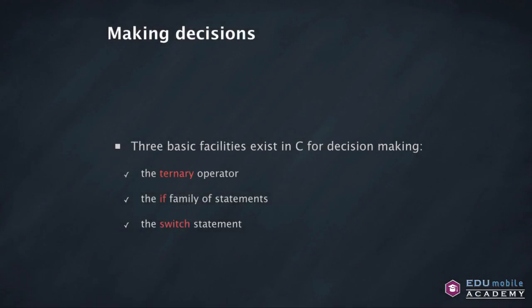Welcome to Unit 2. Now we're going to begin to talk about making decisions in the C programming language, and there are three basic ways to make decisions in C. We have something called a ternary operator, which we'll talk about in the next slide. And then we have the if family: if, if else, if else if, else, and so forth. And then we have the switch statement.